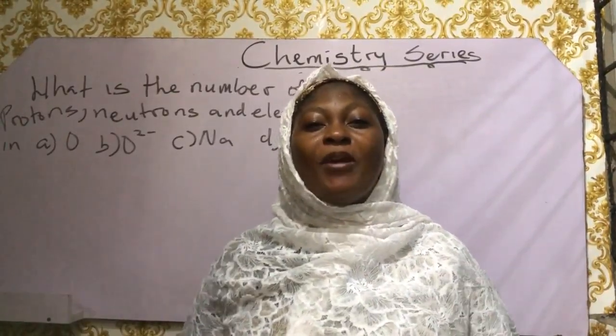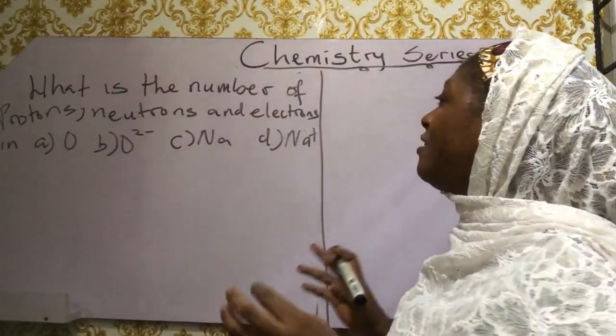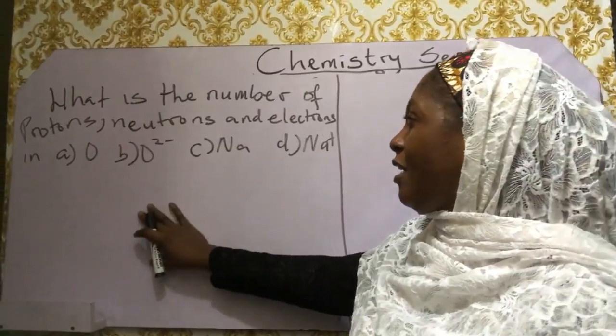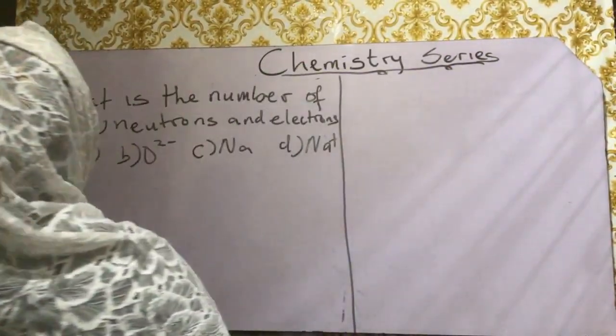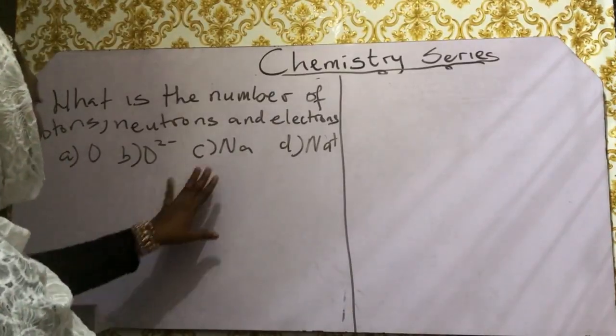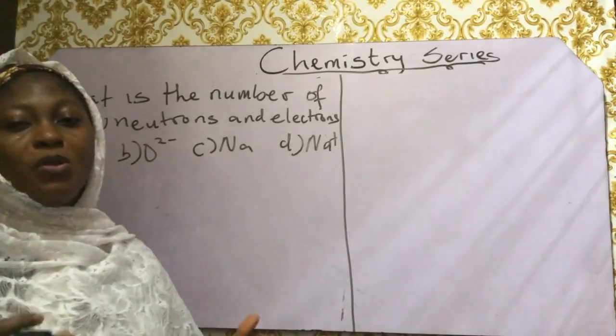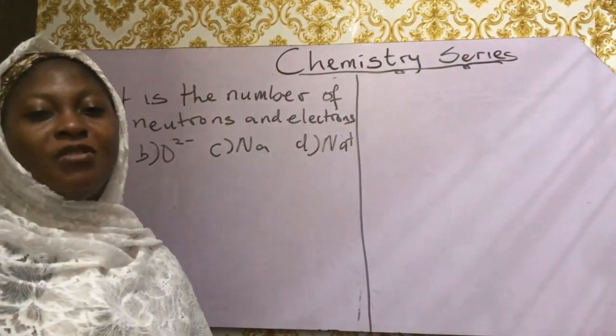Let's take a look at what we have on the board. We have: what is the number of protons, neutrons, and electrons in the following? A, we have oxygen; B, we have oxygen ion; C, we have sodium; and D, we have sodium ion. Now we want to calculate the number of protons, electrons, and neutrons.